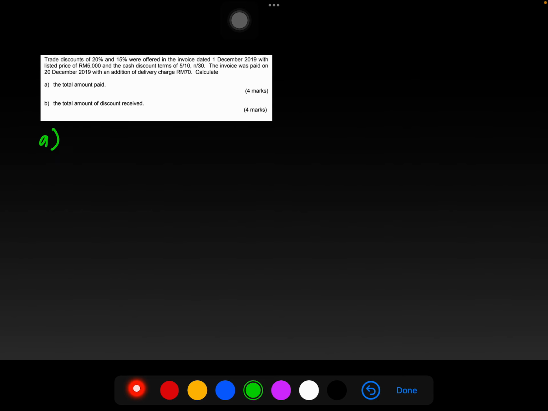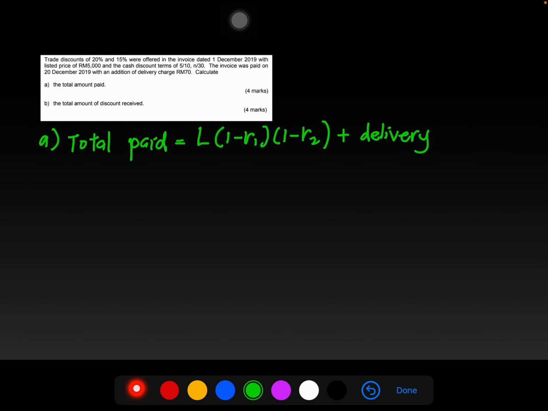So to answer question A, it's very straightforward. We can straight away write down our total amount paid must be the net price. Okay, the net price is list price multiply 1 minus R1 multiply 1 minus R2, and then we have to add any charge if there is. So we know that just now we have the delivery charge. Okay, so put the values correctly into the formula.